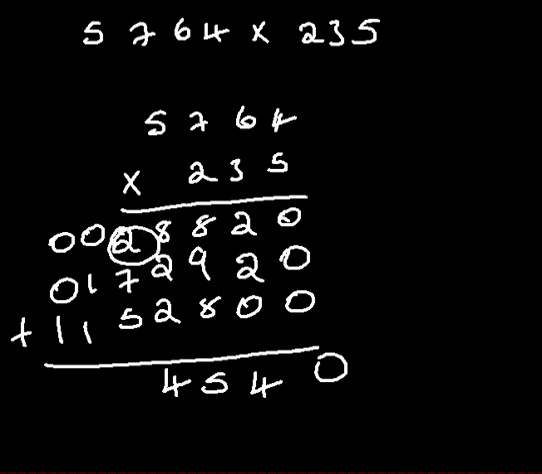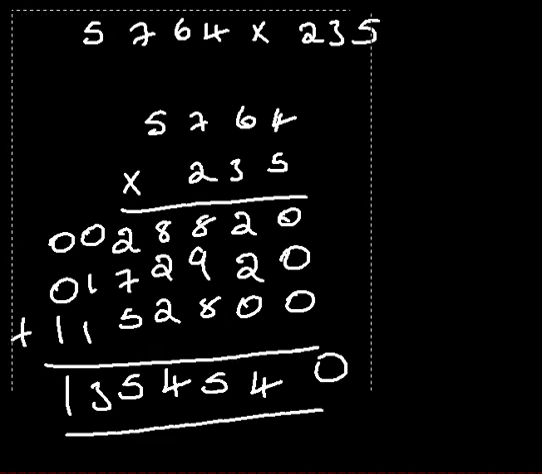1 plus 2, that is 3. 3 plus 7, that is 10. And 10 plus 5, that is 15. We'll put 5, keep 1. 1 plus 0, that is 1. 1 plus 0, that is 1. And 1 plus 1, that is 2. And 2 plus 1, that is 3. 0 plus 0 plus 1, we have it as 1 here. So this is the solution.